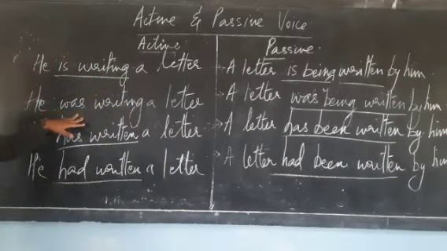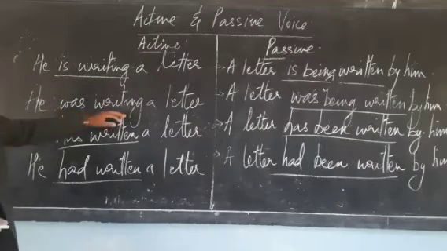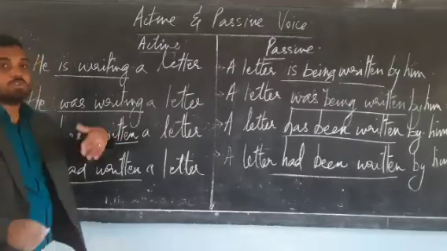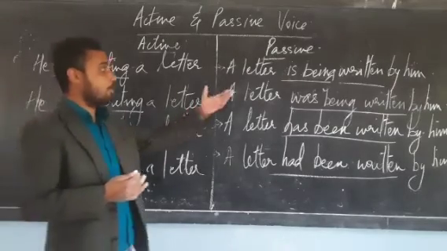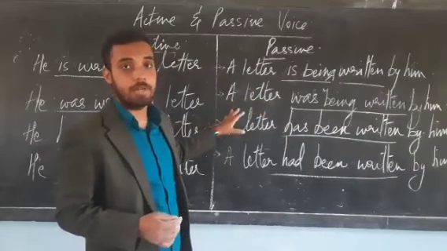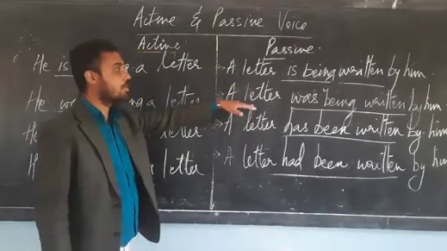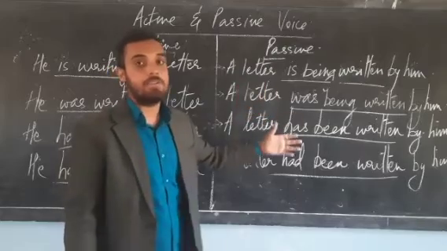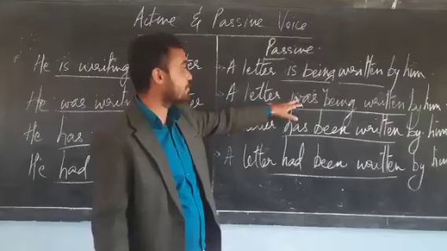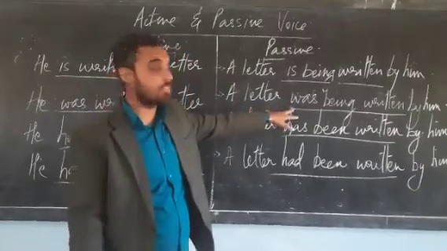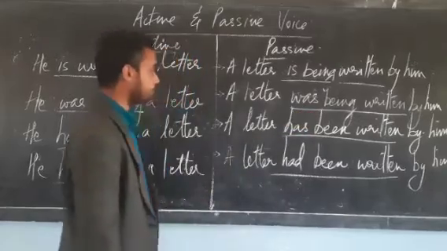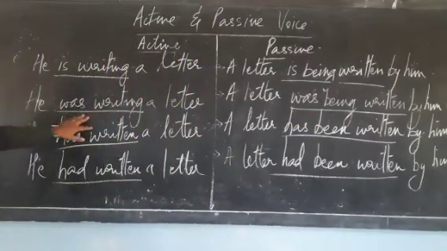Coming to past continuous, he was writing a letter. Was writing stands for past continuous, meaning the work was going on in the past. Now when we change it into passive voice, all of us know that the object will come at the beginning of the sentence. So a letter was being written by him. Here in passive voice, past continuous changes to was being written by him. So that was all about the continuous tense.